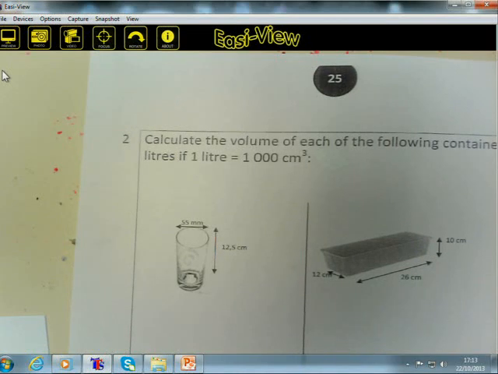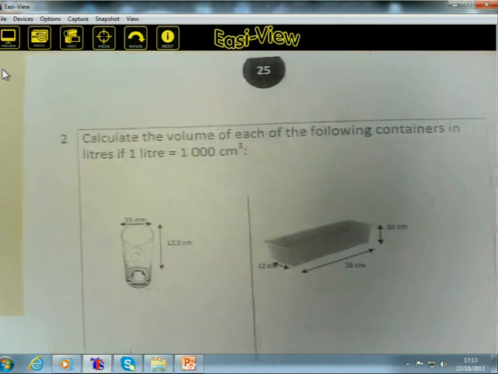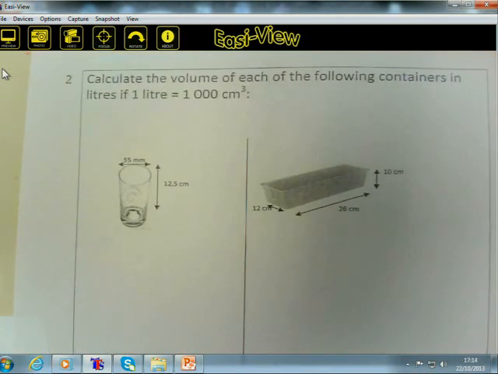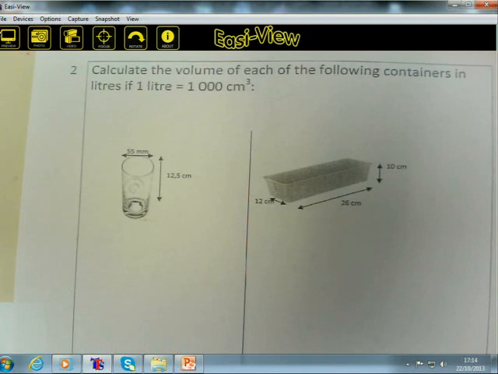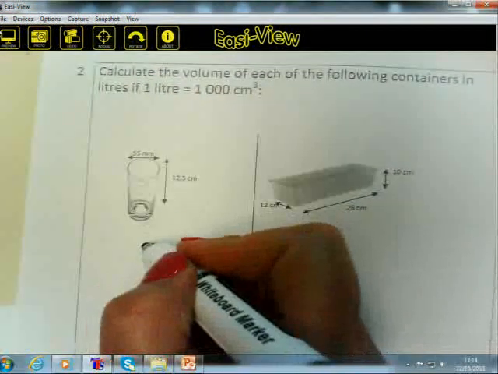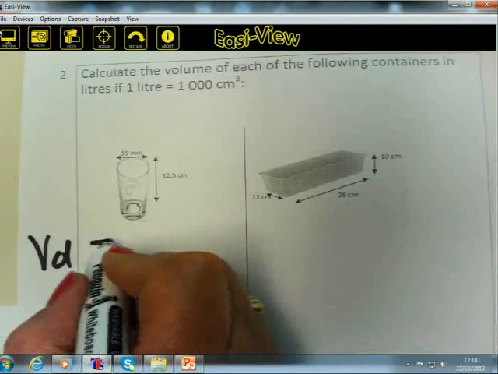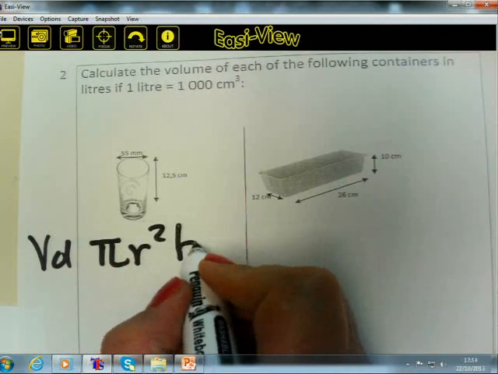Calculate the volume of each of the following containers in liters if 1 liter is 1,000 cubic centimeters. Now you can see they are starting to work with capacity. But before you get to capacity, you must just do the volume. So let's start with the glass. To get the volume of this cylinder, you will have the formula: the volume is pi radius squared times height.